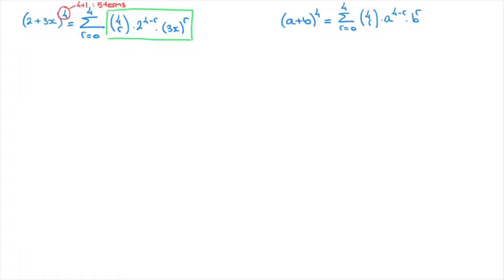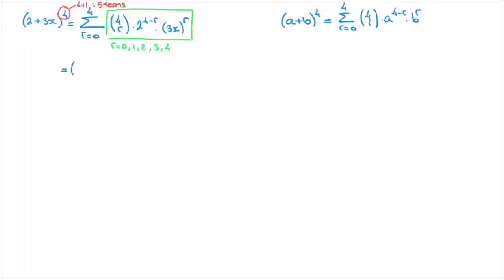And each of those 5 terms is obtained using this expression, the one that's boxed in green, and replacing the r we see here by each of the values starting from r = 0 all the way up to r = 4. In other words, we're going to rewrite this expression for each of the values r = 0, 1, 2, 3, and 4, and we'll add all of those expressions together. Here's what that would look like.